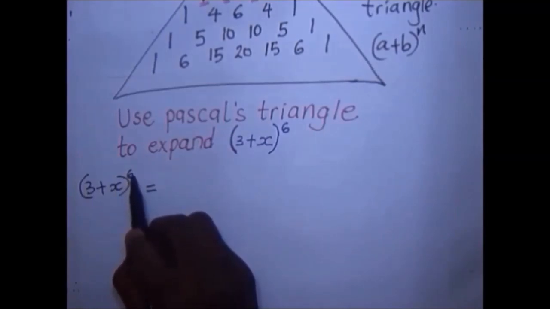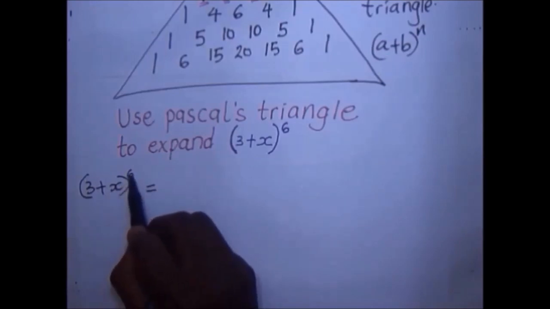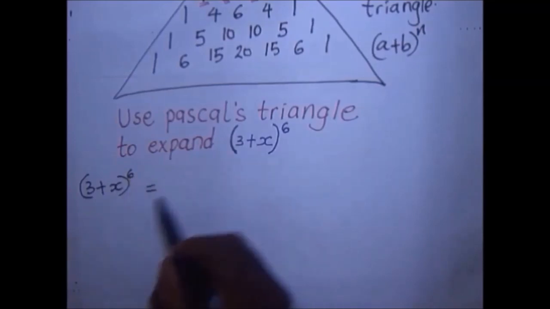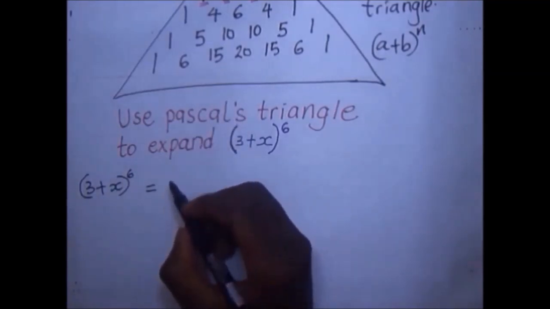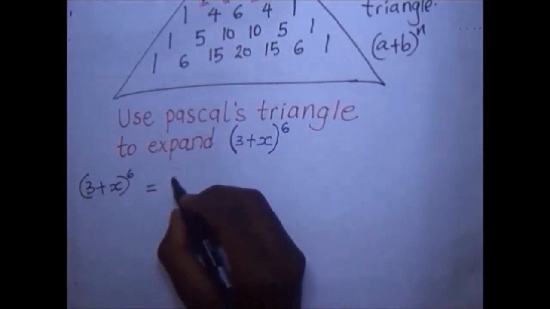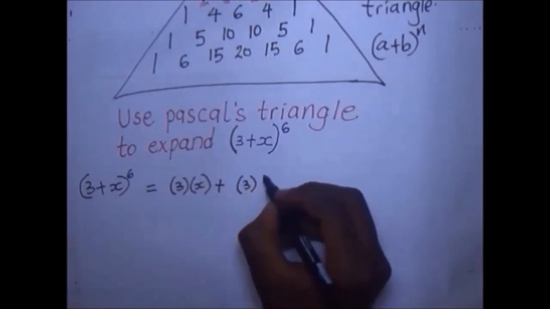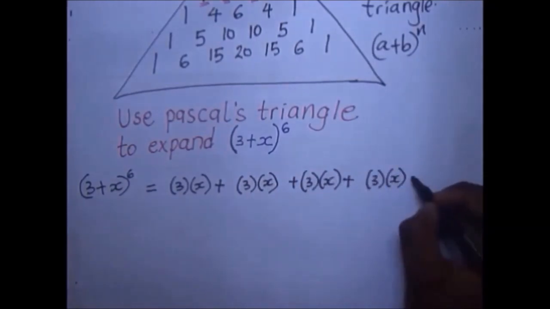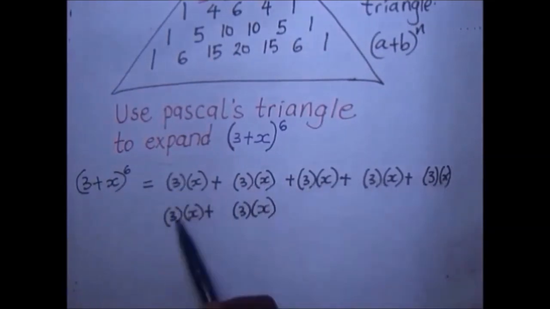Because it is to the power 6, we expect to have 7 terms. If it is to the power 5, we expect 6 terms. If it is to the power 4, we expect 5 terms. If it is to the power 3, we expect 4 terms. So here, (3 + x) to the power 6, the terms in the expansion are going to be 7. We simply start by stating the two terms, the first one 3 and the second one x, plus so on, making the 7 terms: 1, 2, 3, 4, 5, 6, 7.